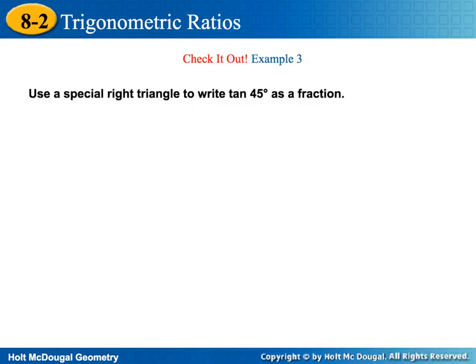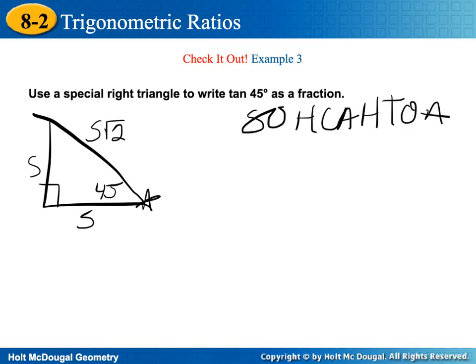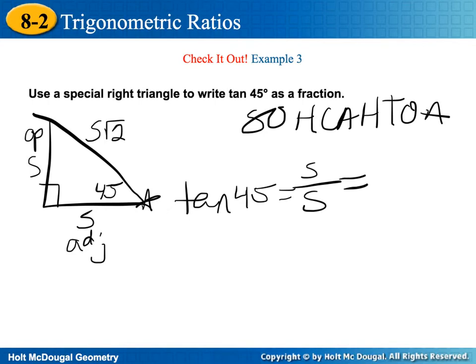All right, use a special right triangle to find tangent of 45 as a fraction. So again, special right triangle, this one has to be 45. If this is S, this is S. If these are S, this is S square root of 2. This is from last section. When I do the tangent of 45, I'm going to do it from this one. I've got SOHCAHTOA. Tangent is opposite over adjacent. So the tangent of 45 equals S over S, which equals 1.